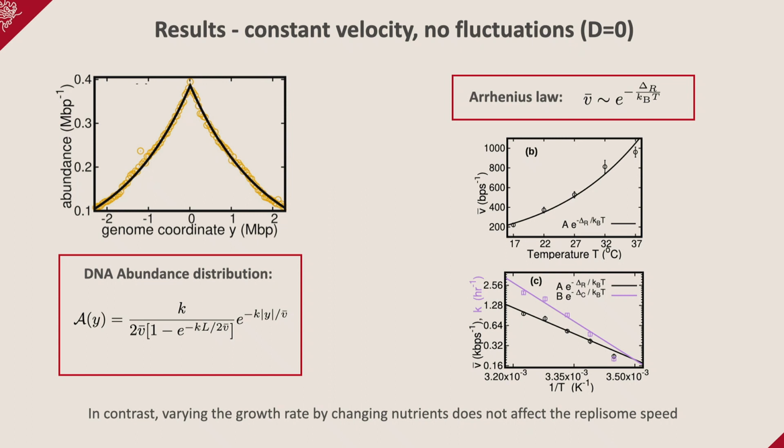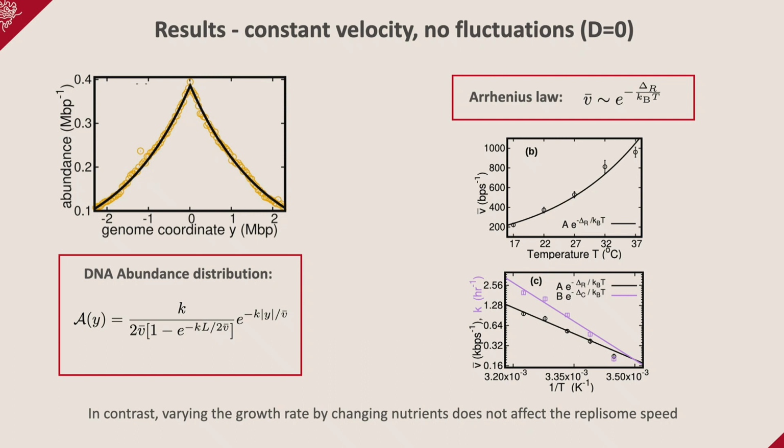We can measure in the experiments the exponential growth rate directly by just looking at the optical density. And therefore, with this fit, we can get the replisome velocity v. And we find that in the range of temperature we explored, this dependence is well described by an Arrhenius law. This is pretty similar to what happens for the growth rate itself, except the effective activation barrier is slightly different.